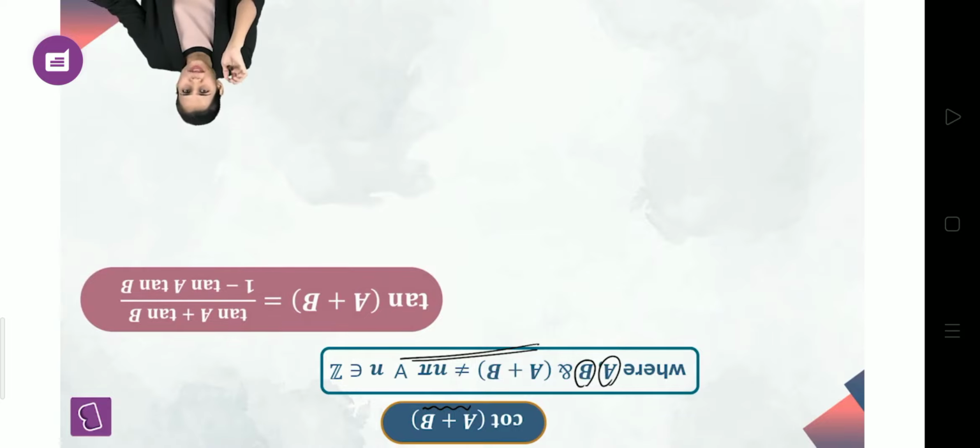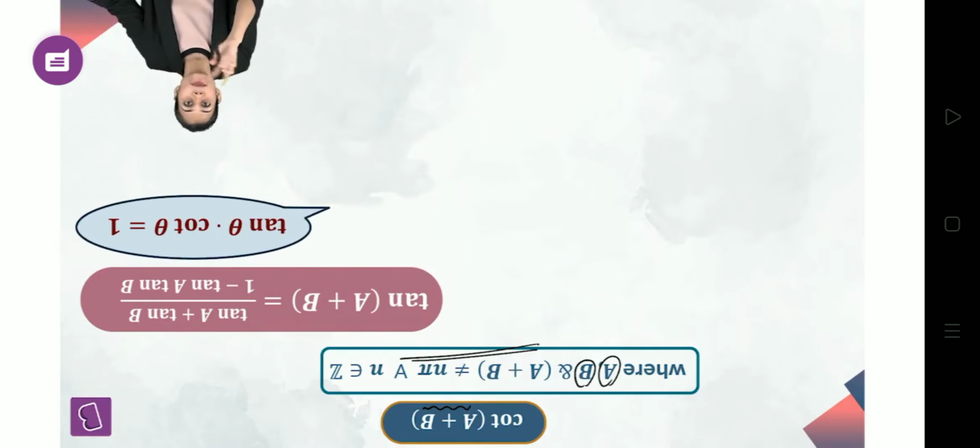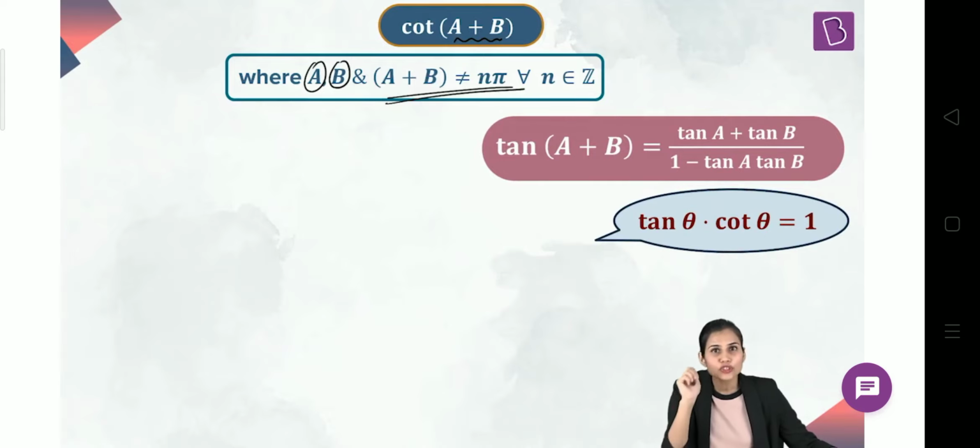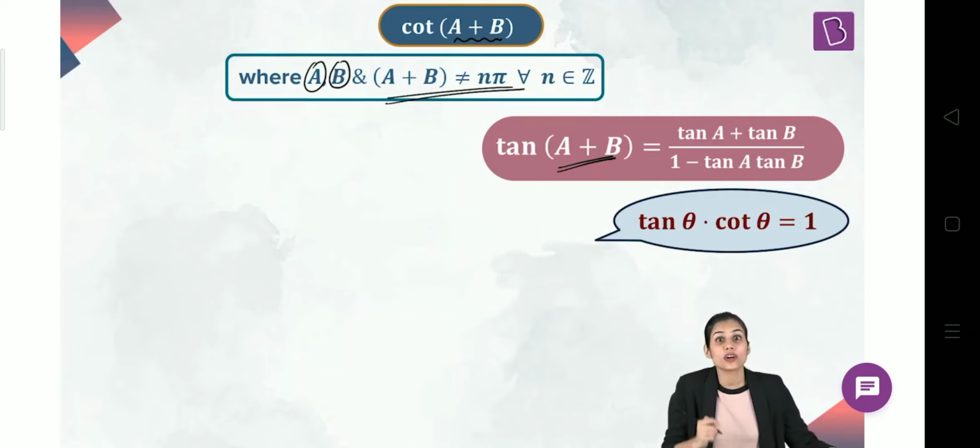And I know the very beautiful connection between tan and cot, that they both are reciprocals of each other. I'm going to use this fact to get the cot of A plus B formula from the tan of A plus B formula. But again, be cautious, because I am considering the tan of A plus B formula, I am not saying it, but this is an unsaid assumption here that A plus B is not an odd integral multiple of pi by 2. A and B individually are also not equal to any odd integral multiple of pi by 2, because otherwise this formula will not exist.